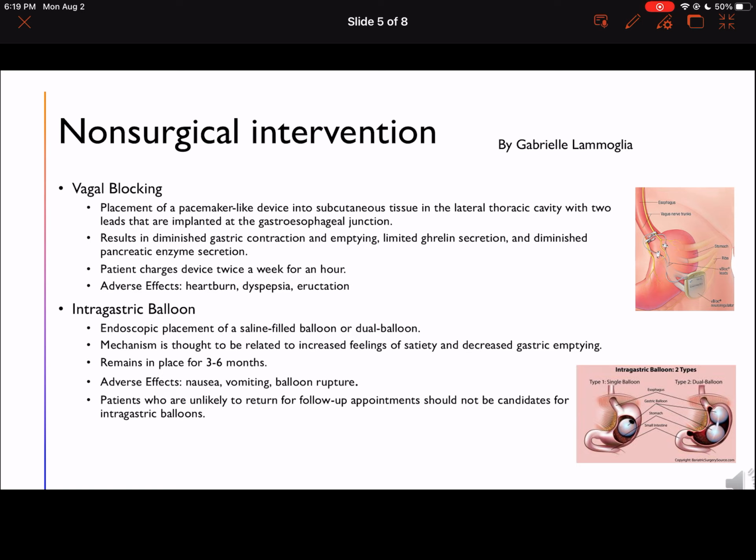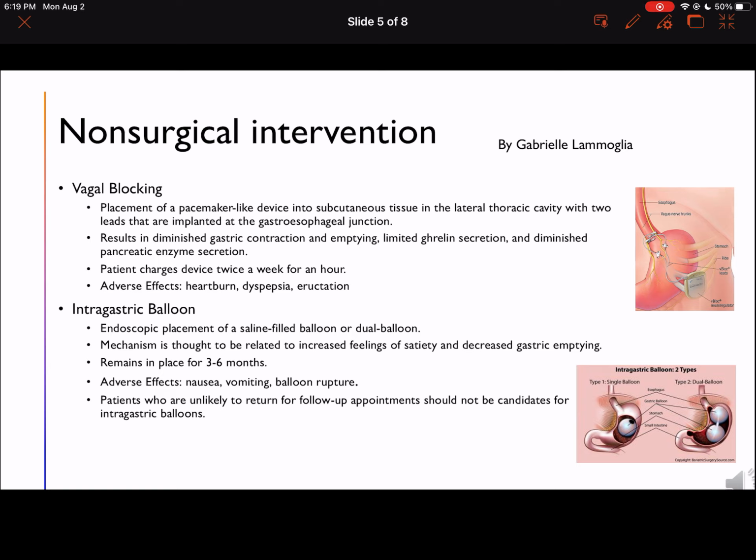The next intervention is an intragastric balloon, which is the endoscopic placement of a saline-filled balloon or dual balloon into the stomach. The mechanism by which it results in weight loss is not fully understood, but thought to be related to increased feeling of satiety and decreased gastric emptying. The device should remain in place for 3 to 6 months. The adverse effects include nausea, vomiting, and balloon rupture.